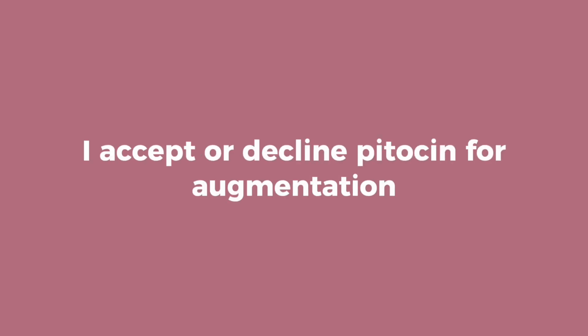The next would be, I accept or decline Pitocin for augmentation. You can say, if the need for augmentation arises, I prefer to use position changes, releasing my own oxytocin, or pumping first. So you just have some of those alternatives listed out. I think that can be helpful. If you're okay with Pitocin for augmentation, which means if they think your labor is taking a while, to help your labor speed up, you can say I consent to that or I accept that if I need it, or something like that if you want.